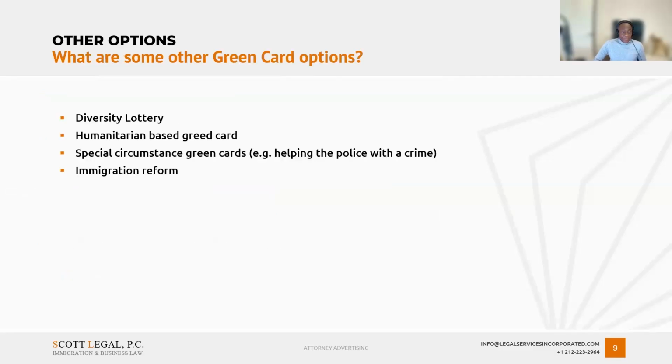Here are some other options. Diversity lottery is a program that's currently paused, I believe, but it'll be opened up again. They just randomly select from a bunch of different countries. There are humanitarian-based green cards, whether it's asylum or helping police solve a crime, but there are a number of those. And then, one day we hope that we'll see some type of immigration reform.